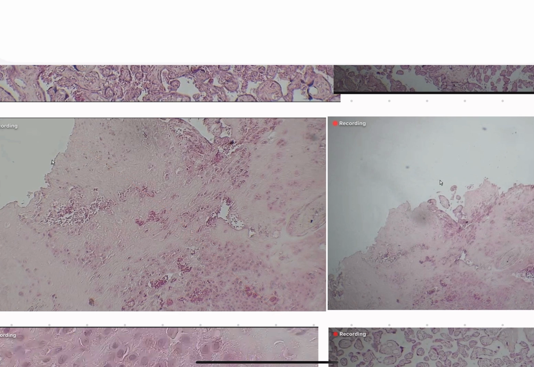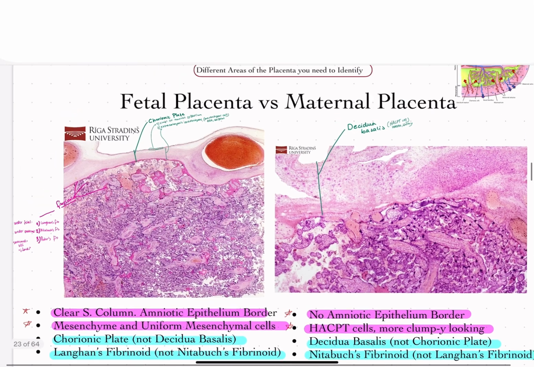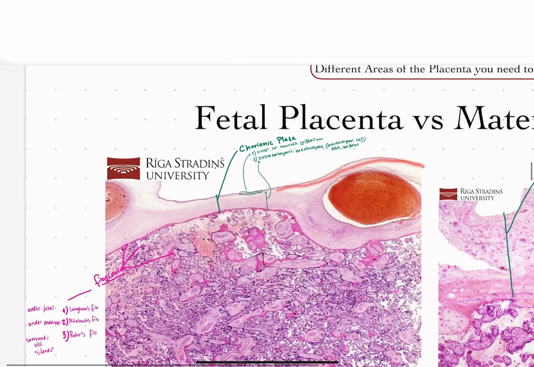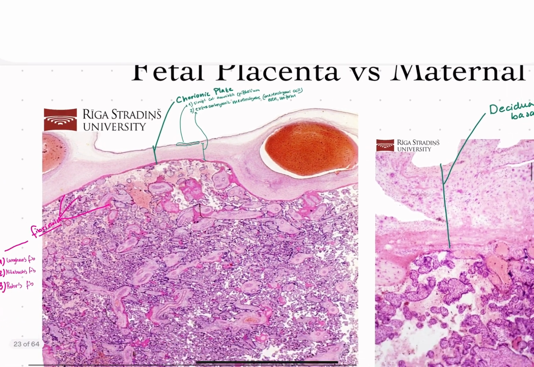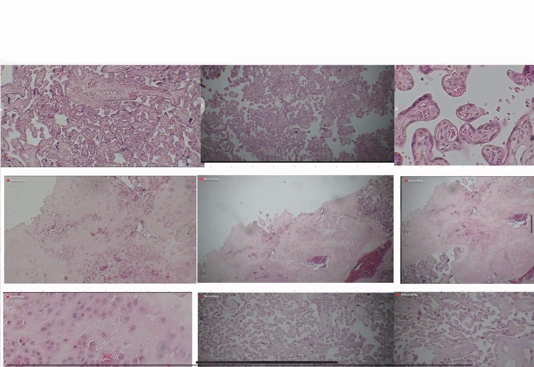That's because all of these cells are HACPT cells, and we also have no simple columnar amniotic epithelium. We have no such border that runs across this mainland, right? That's how we know that we're in the maternal part of the placenta.